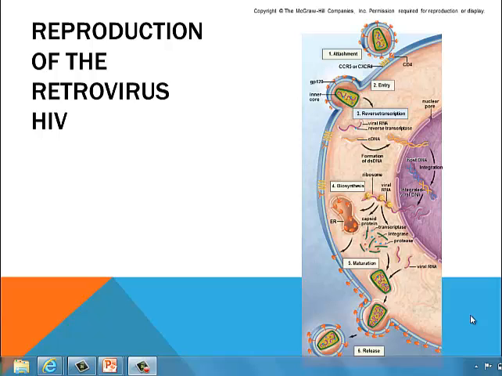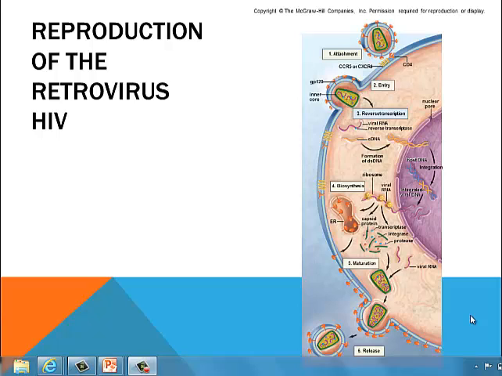HIV is a retrovirus with protein on the outer surface, known as GP120, that attaches to a CD4 plus molecule on a host T cell, macrophage, or dendritic cell. This causes fusion of the HIV with the host cell plasma membrane, releasing the HIV's inner core inside the cell.